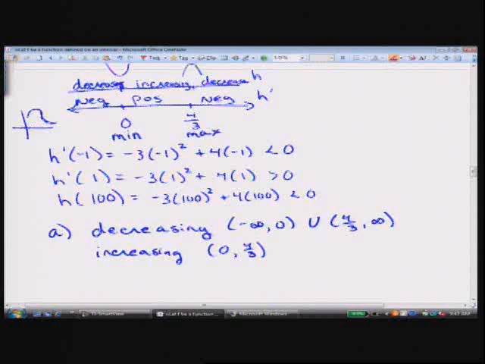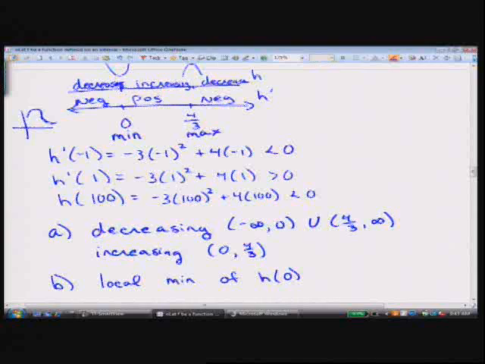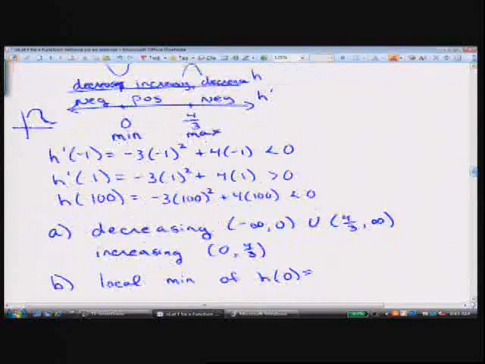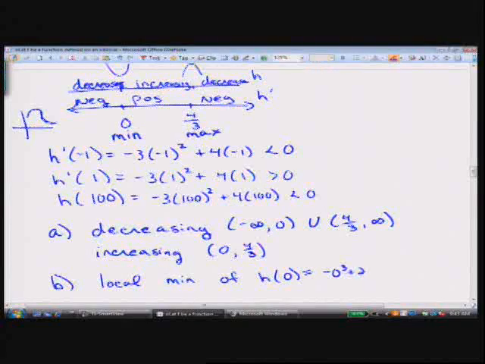Okay, and then on part B, we have a local min, and we want to figure out what the value is. You put the 0 into the original function. If you put it into the derivative, it's going to give you 0 because that's the critical point. The original function was negative x cubed plus 2x squared. So this will be negative 0 cubed plus 2 times 0 squared, which isn't very exciting, but it's 0.